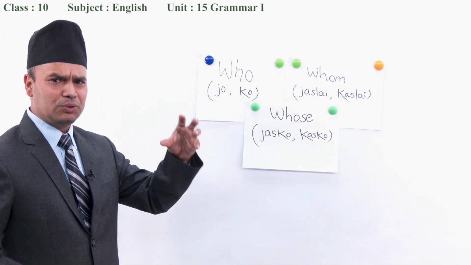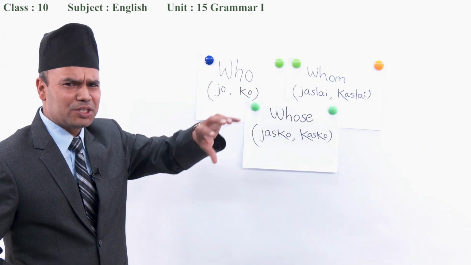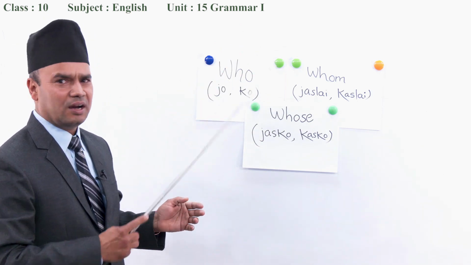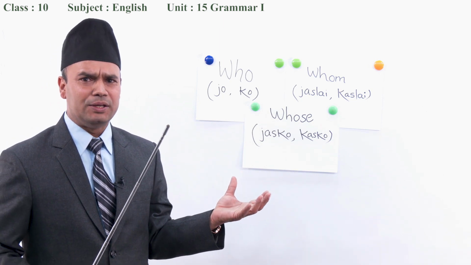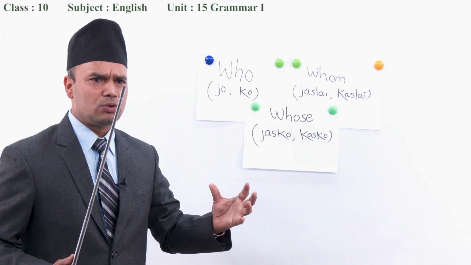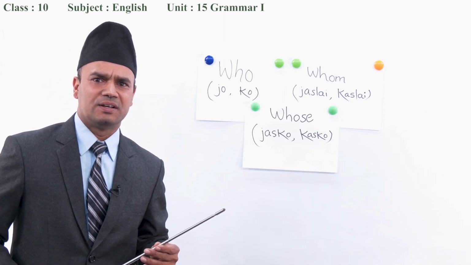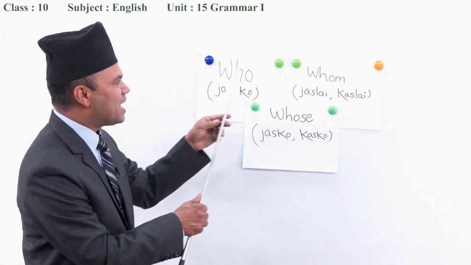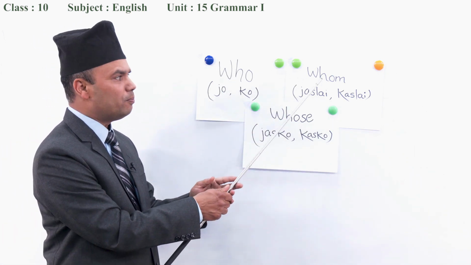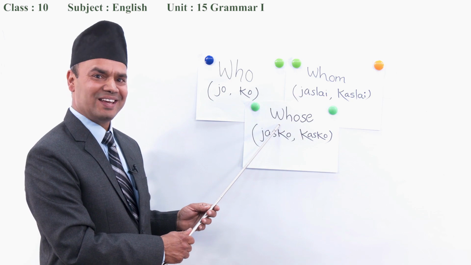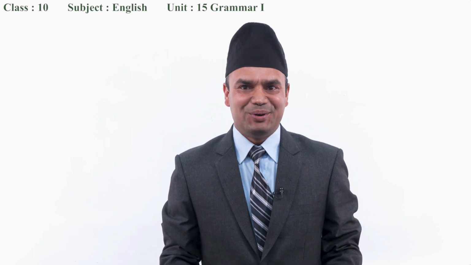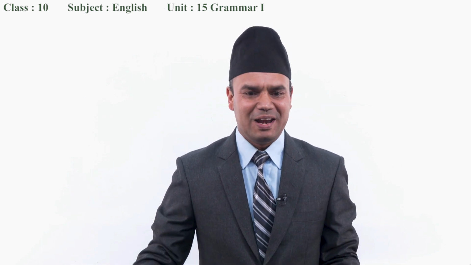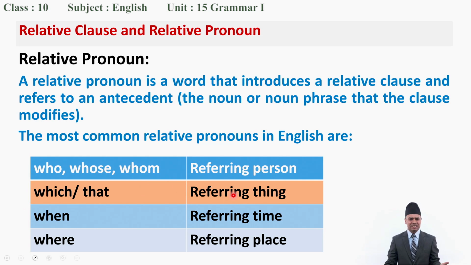Why am I showing you this, my dear students? Because most of the students like you are confused about these three relative pronouns. Their looks are quite similar, and you might be confused about which one is better to use in a particular situation. That's why I would like to request you to understand the basic concept of who, whom and whose. Are you okay? Any confusion? Very good. So now you have understood the concept of relative pronouns. Which and that are easy. They are for things, when is for time, and where is for place.